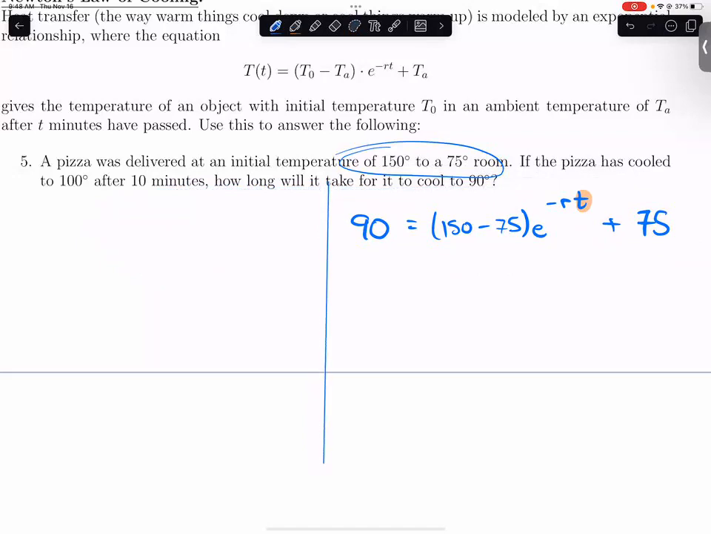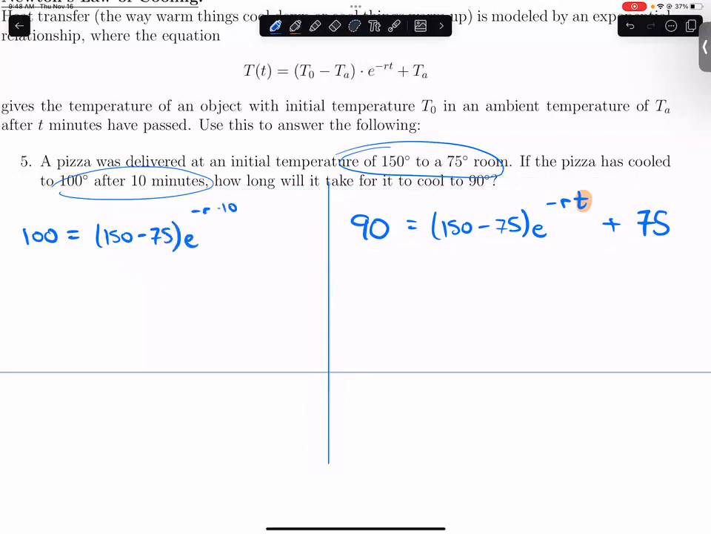To find r, what's the other thing the problem tells us? It's 100 degrees after 10 minutes. So when little t, time, is 10, the temperature of the pizza is 100. I can find r there. Once I find r there, I can plug it in here and then find t, right?